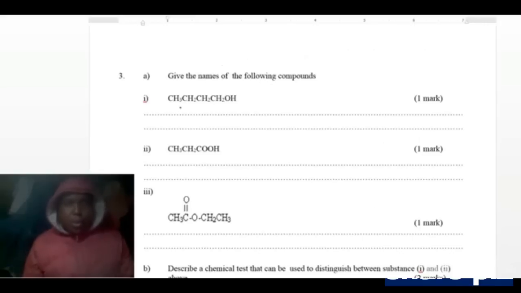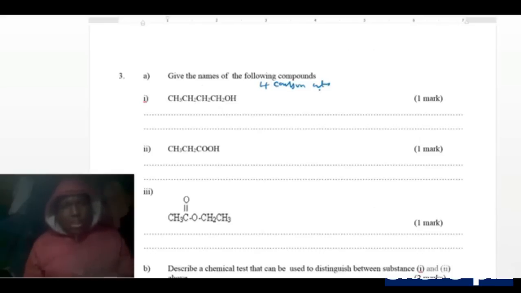So which compound is this? First count the number of carbon atoms. Here we have 1, 2, 3, 4. So we have 4 carbon atoms. Now that one can be an alkane, an alkene, an alkyne, an alcohol or an alkanoic acid.